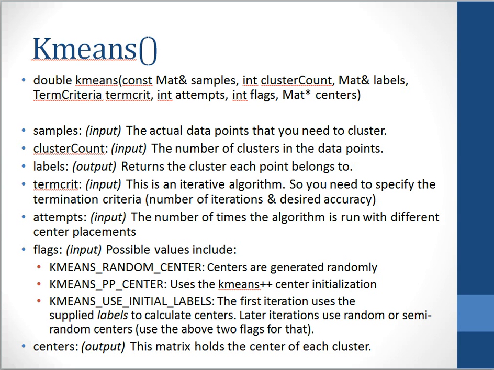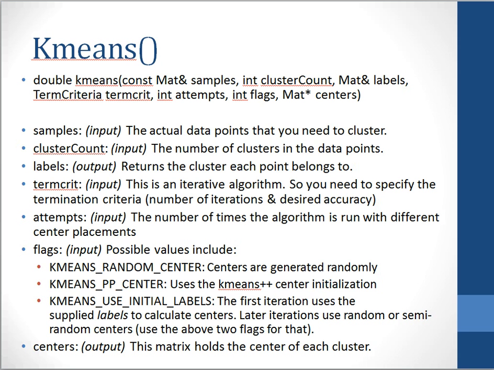So this is the function that we are looking at. This is the k-means function, and initially we have the samples. In this case, it's just the input, which is a matrix containing the actual data points that we want to cluster. The second parameter is a cluster count. That's the number of clusters in the data points, so this is basically the number of centroids that we want.